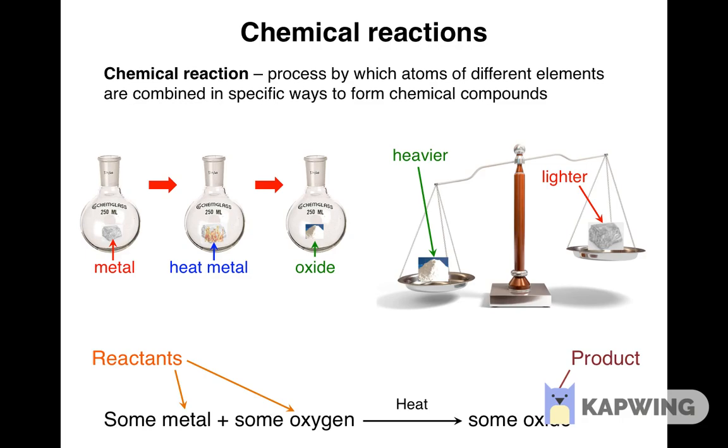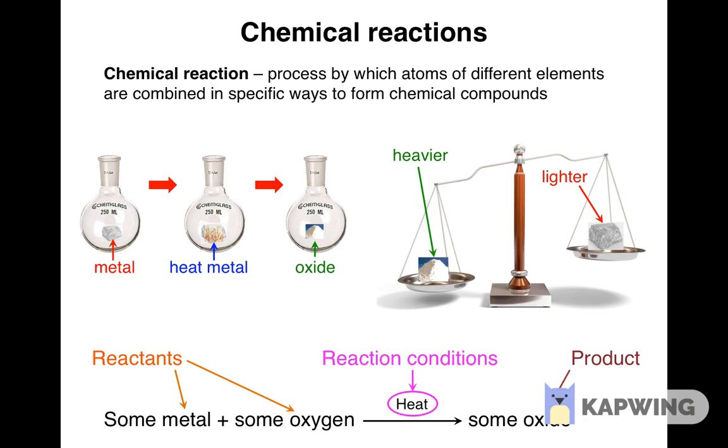Above or below the arrow, we indicate what needs to be done to the reactants in order for the reaction to occur, the reaction conditions. In some cases, simply combining the reactants leads to the reaction occurring spontaneously. In those cases, reaction conditions do not have to be specified.